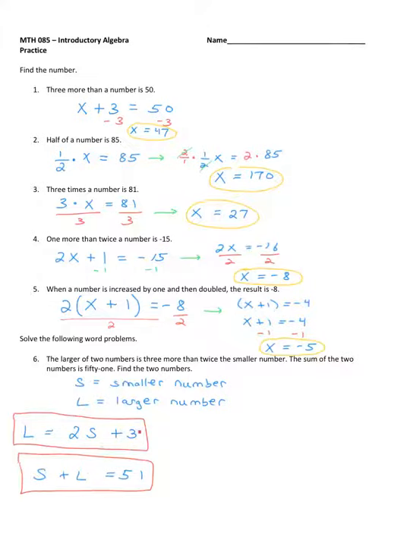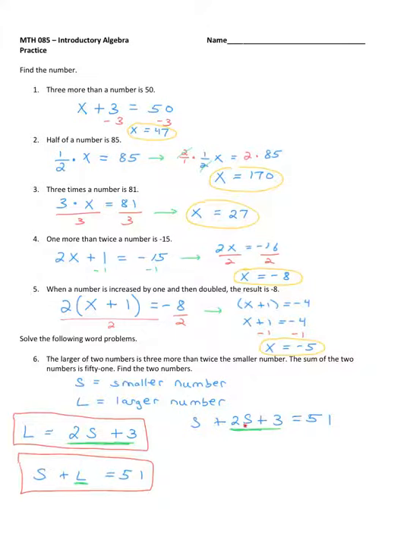I'm going to take 2S plus 3 and put it in place of this L, since they are equivalent to each other. So I'm looking at my second equation, which is S plus, but I'm going to put 2S plus 3 in place of where L was. You know L was right here. L is the same thing as 2S plus 3, so I'm just writing it right there. And the rest of my equation is 51. So what we've just done is we took these 2 equations and condensed it down into one equation. And this one equation only has one variable, and that variable is S. So that means we can solve for S.